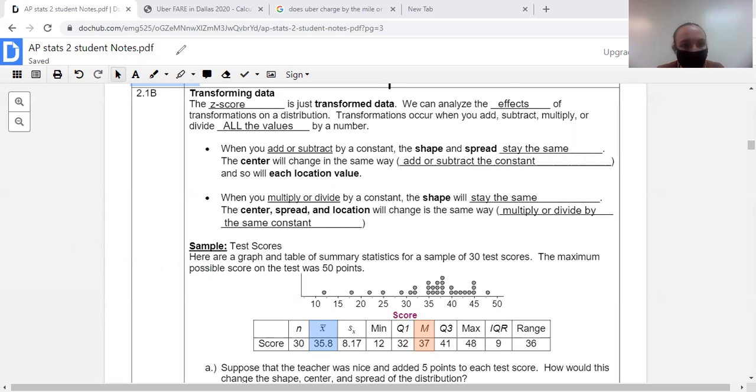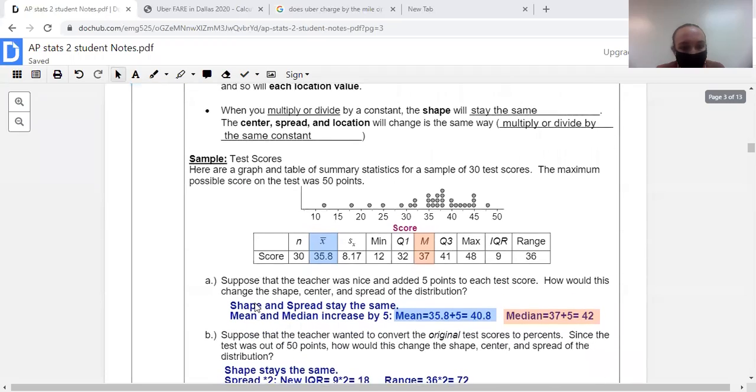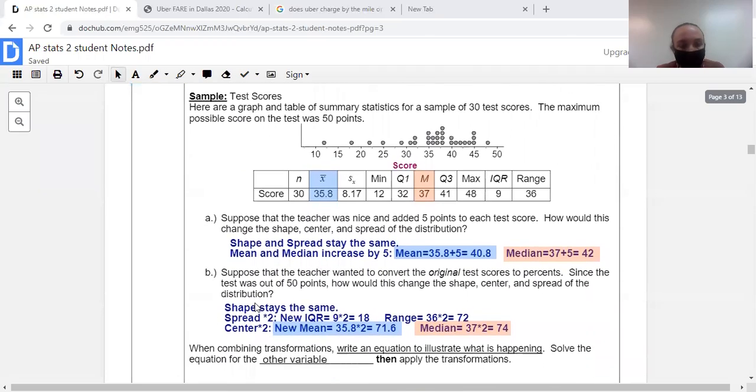Now, here's an example. We're looking at test scores. When we look at this sample, we can see that the mean of the data is 35.8 and the median is 37. Those are our measures of center. Then our measures of spread would be the IQR and the range. So if we look at this first part A, suppose the teacher was nice and added 5 points to each test score above. How would this change the shape, center, and spread of the distribution?